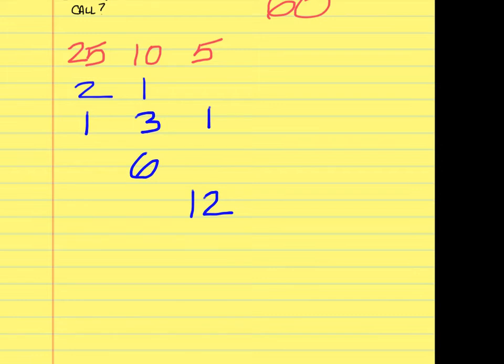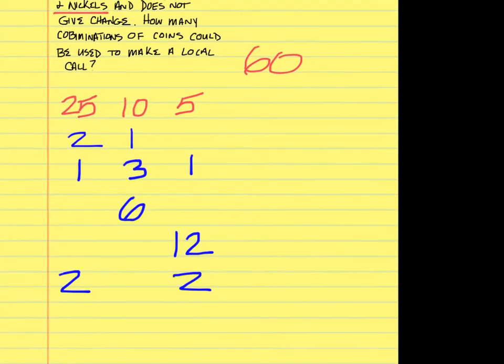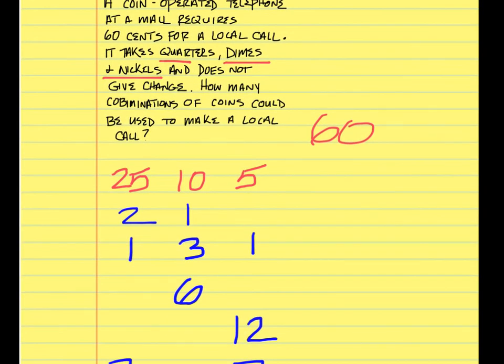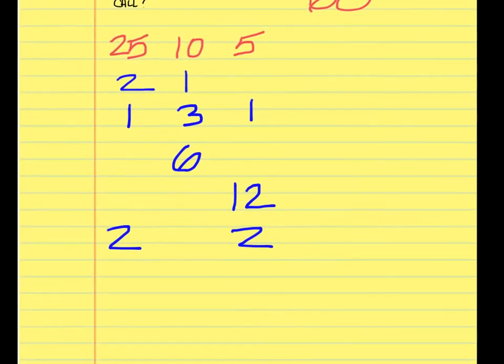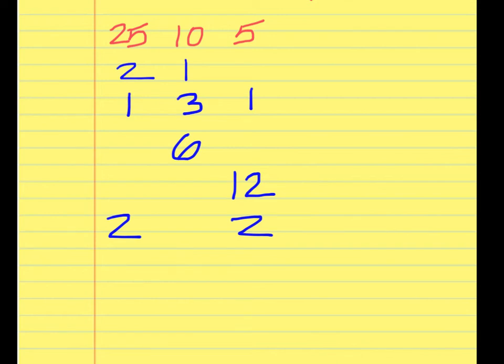Anything else? 2 quarters and 2 nickels. Yeah, you could do 2 quarters and 2 nickels. That would give me 60. So you see that you can come up with all kinds of combinations. It says how many combinations of coins could be used to make a local call. So what you would do is keep going through these combinations until you can't find any more, and then add up how many combinations you have. We have 1, 2, 3, 4, and then 5 so far. So you would keep going to see how many combinations you could get.